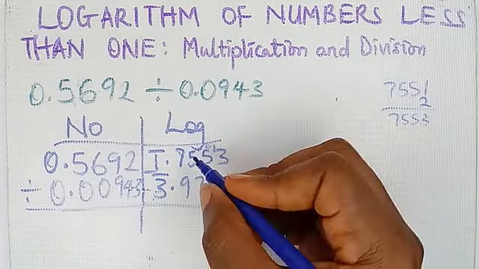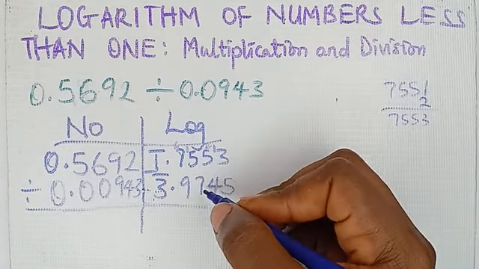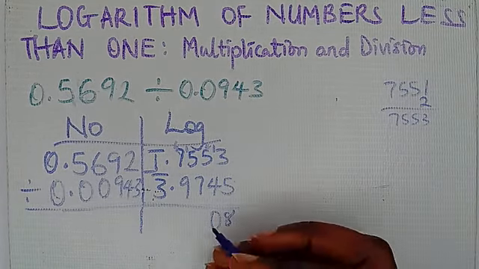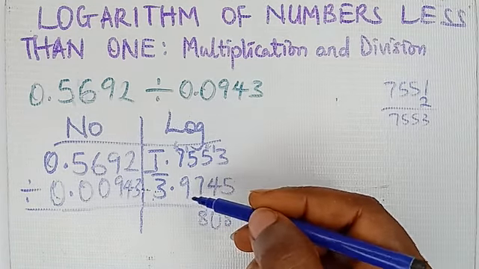5 minus 7, we can't handle that. We borrow 1 from this, so this remains 6. 15 minus 7 is actually 8. So we have 6 remaining here. 6 minus 9, it cannot.